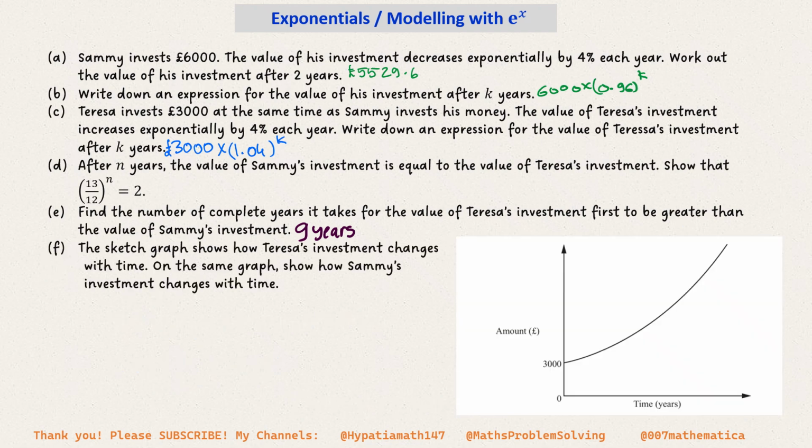There's another question here that is a graph. So the sketch graph shows how Teresa's investment changes with time, and on the same graph we need to show how Sammy's investment would change. So we put 6,000 somewhere there, and it would be a decrease with respect to time. So that's, I think, what it would look like, and that is the answer.